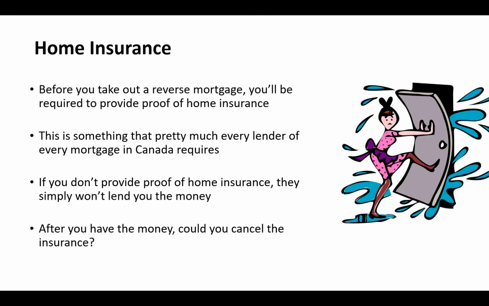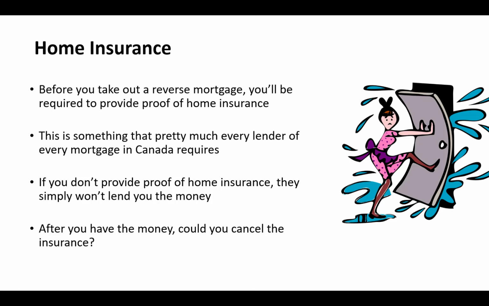The next is home insurance. So before you take out a reverse mortgage, you'll be required to provide proof of home insurance. And this is something that pretty much every lender of every mortgage in Canada, traditional mortgage, private mortgage, reverse mortgage, doesn't matter, requires. They require home insurance because remember, they're lending using your home as collateral. So they want that collateral to be insured in case something happened to it. If you don't provide proof of home insurance upfront, they simply won't lend you the money. It's up to them who they lend their money to, and if they want you to provide insurance before they lend you that money, they're perfectly legally entitled to do that. Like I said, pretty much every mortgage across Canada has this clause.